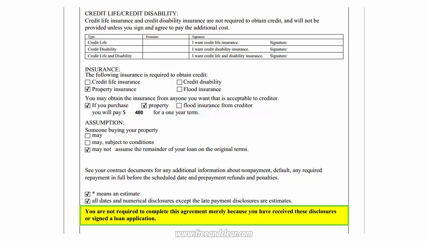Finally, I want to highlight the message at the bottom of the form that reads you are not required to complete this agreement merely because you have received these disclosures or signed a loan application. This means just because you have submitted a loan application and received a truth in lending statement from a lender does not mean that you are required to use that lender for your mortgage. Remember to shop around, compare lenders and proposals, and select the mortgage that is right for you.